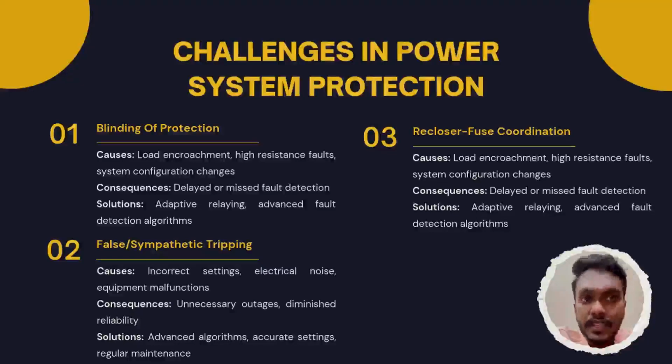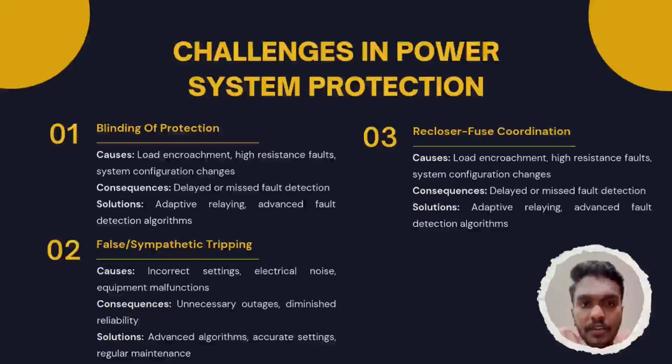This reduced sensitivity can lead to delayed or missed tripping action, increasing the risk of equipment damage and stability issues. Modern protection systems often use adaptive relaying and advanced fault detection algorithms to maintain effectiveness under varying conditions, mitigating the risk associated with blinding.